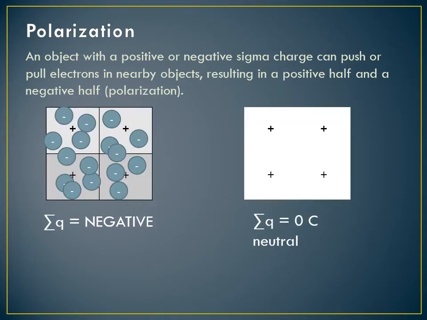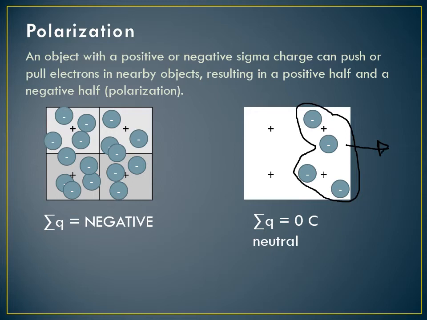So for example, if I have a charged object on the left and on the right, I have a neutral object. It starts neutral. When that negative charged object comes close to that neutral object, what's going to happen is the electrons, which can move, are going to try to get as far away from the negative charged object as they possibly can. These electrons are being repelled from that negative charged object because they have the same charge.